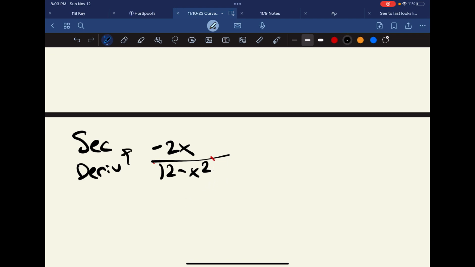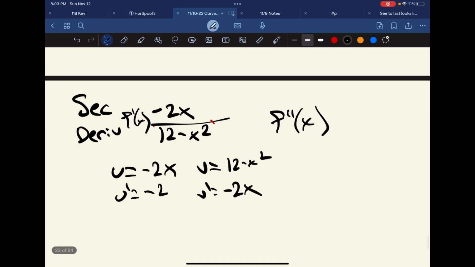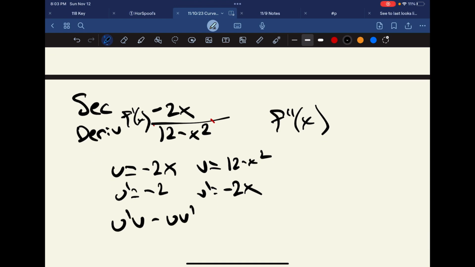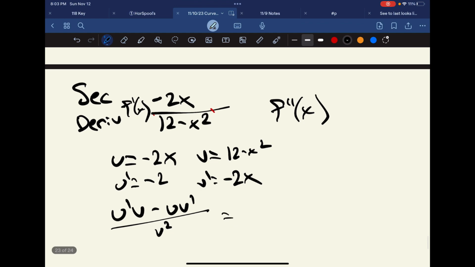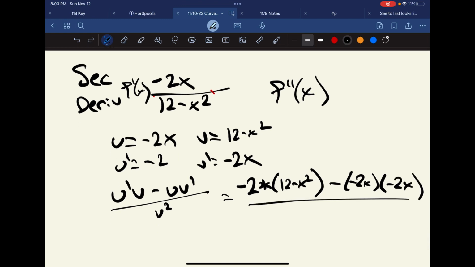And so this is our f prime of x. Our f double prime of x is going to be a quotient rule, where our u is negative 2x, so our u prime is going to be negative 2. Our v is going to be 12 minus x squared, and our v prime is going to be negative 2x. So u prime v minus uv prime over v squared is going to equal negative 2 times 12 minus x squared minus negative 2x times negative 2x, all over 12 minus x squared squared.